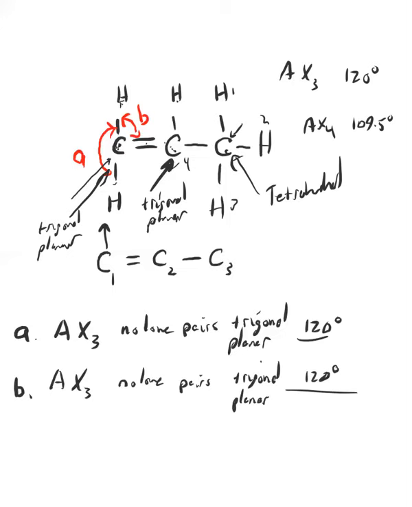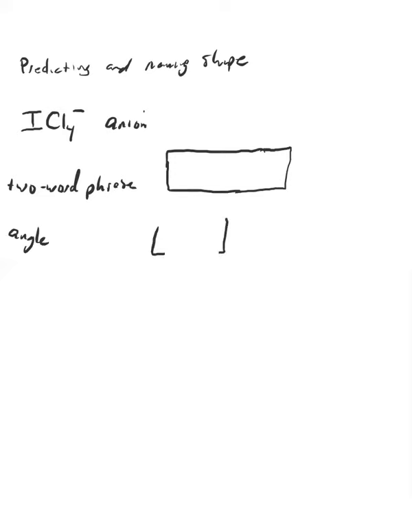The last problem in section 1 is having you do, let's do this one. This is called predicting and naming the molecules with one central atom. So predicting and naming the shape. Okay. So in this one, they give you the formula. And then they want the two-word phrase that names it. Spelling is important here. Make sure you get your spelling right. And then they want the bond angle. And then they tell you it's in degrees.